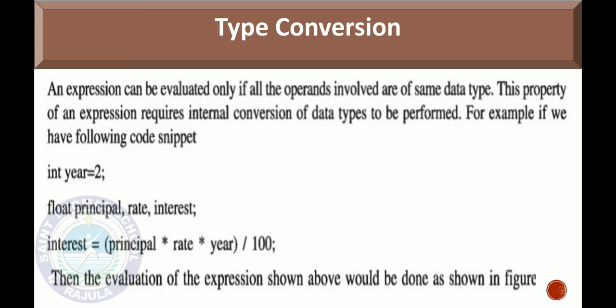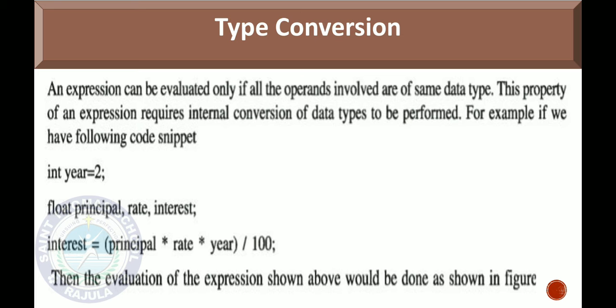These three variables are of a float data type. Now we want to find out the interest rate based on the P, R and N. So the formula is interest is equal to principal multiplied by rate multiplied by year divided by 100. Then the evaluation of the expression shown above would be done as shown in the figure.